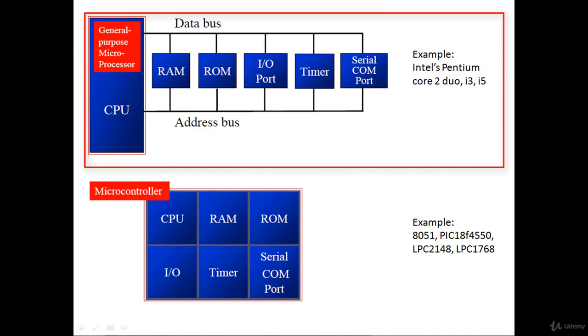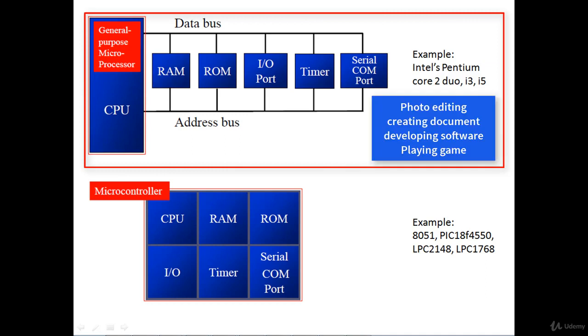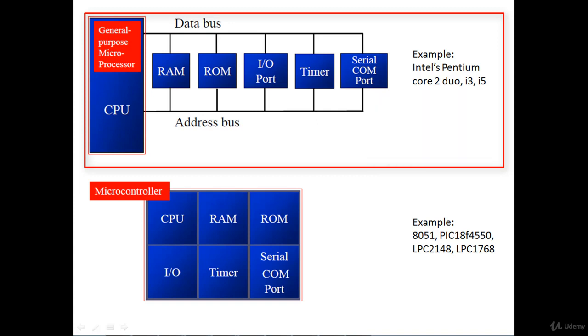Microprocessors find application where the tasks are unspecific, like photo editing, creating documents, developing software, playing games. In such cases, the relation between input and output is not defined and they require a large amount of resources like RAM, ROM.